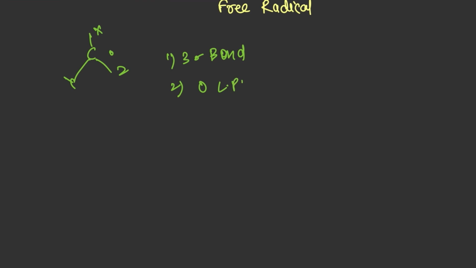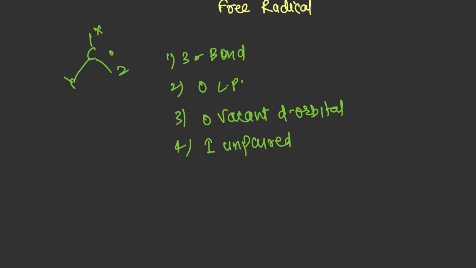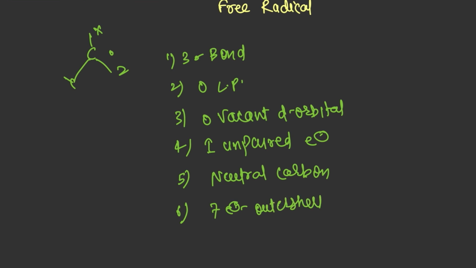Third, it has 0 vacant d orbital. Fourth, we have 1 unpaired electron. Fifth, we have neutral carbon. The carbon is neutral. And sixth, we have 7 electrons in the outermost shell. And seventh, it has an incomplete octet.